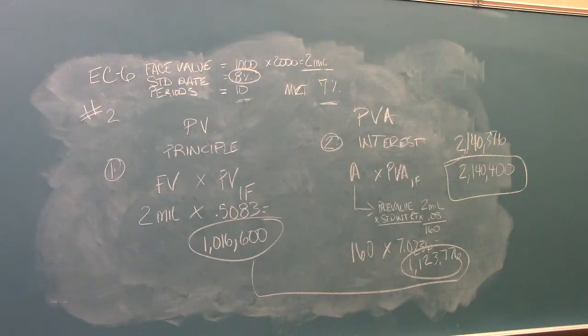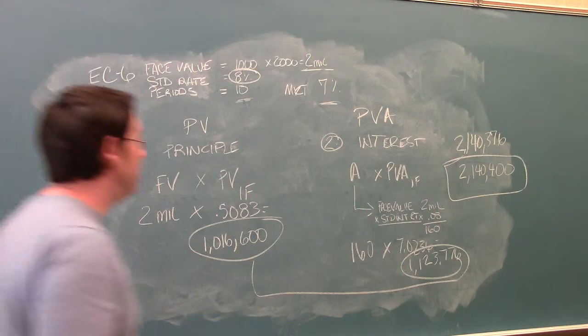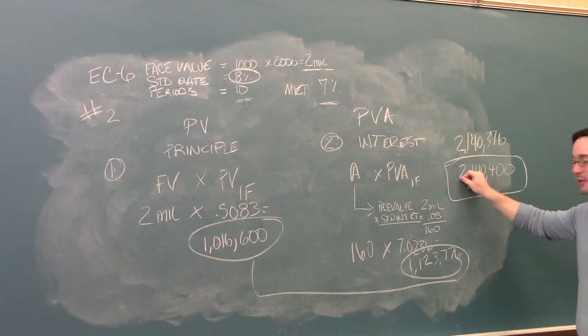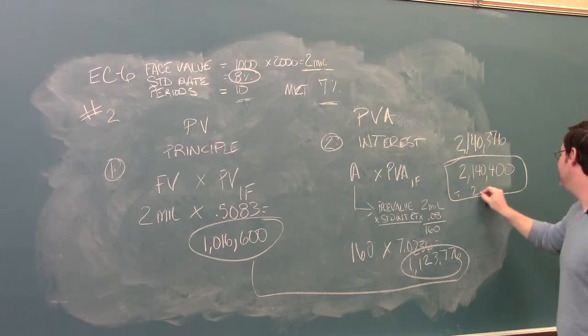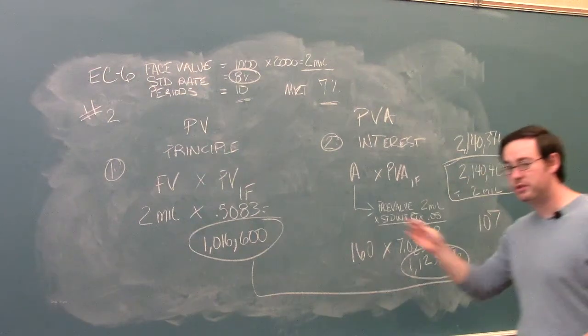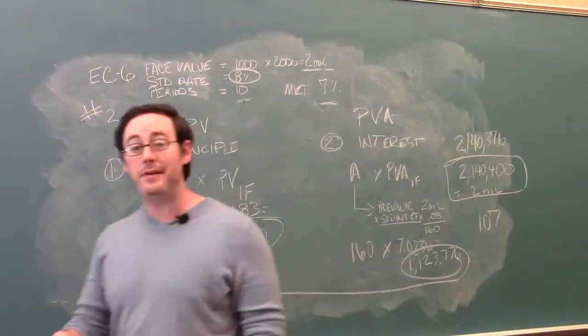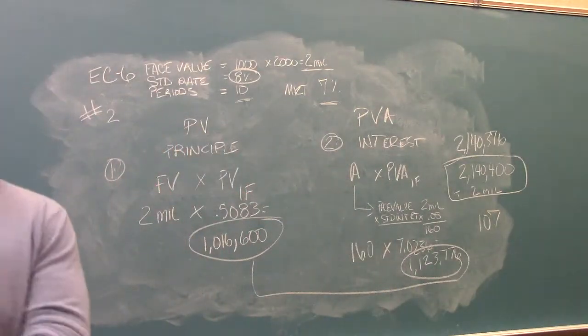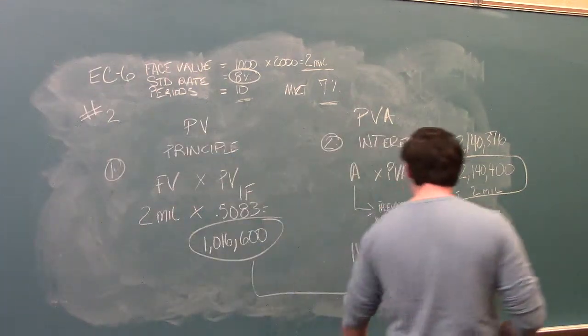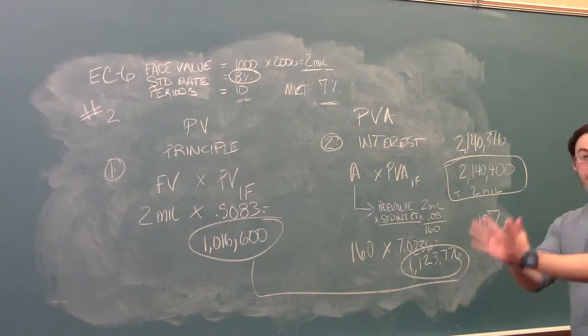Now, the last part of the problem asks us to specify this as a percentage. A percentage of what? A percentage of the face value. So if we take the amount of cash proceeds that we're getting and divide by the face value of 2 million, the percentage is 107, some other decimals, but basically 107% of the face value. These are the basic steps for calculating the bond proceeds.